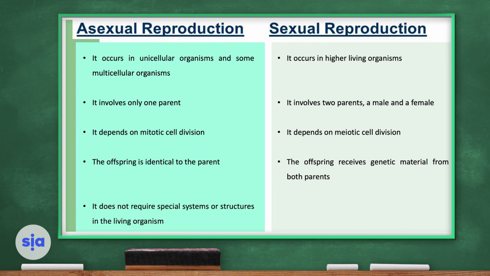Asexual reproduction does not require special systems or structures, while sexual reproduction requires special sexual organs and reproductive organs in order to take place.